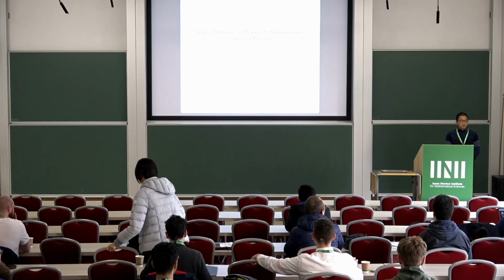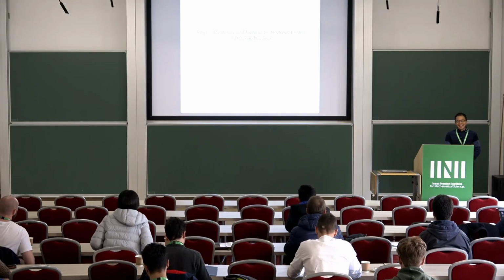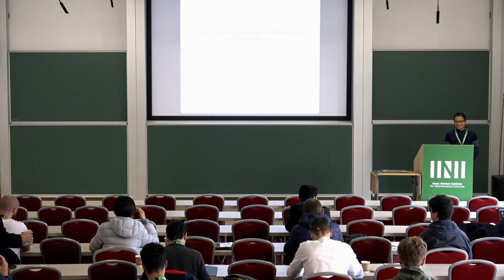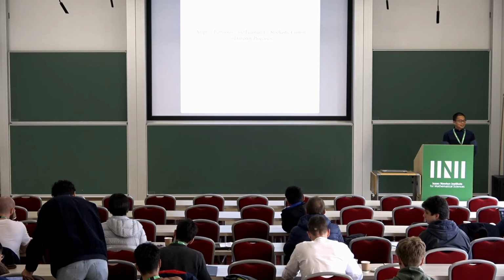Professor Hanqing Jin from Cambridge. He's going to talk about, from Oxford. I always mix up the two universities. And he's going to talk about adaptive partitioning and learning for stochastic control for diffusion process.